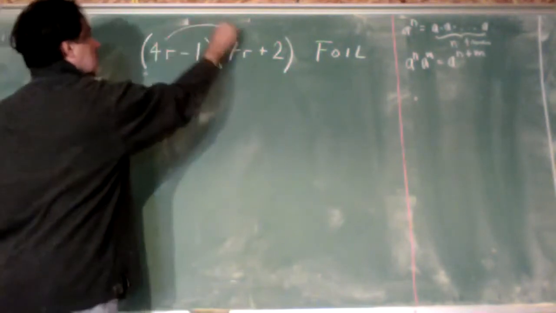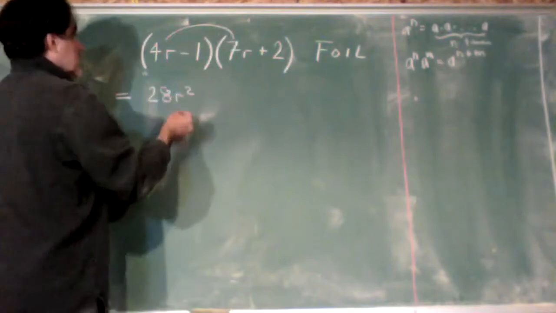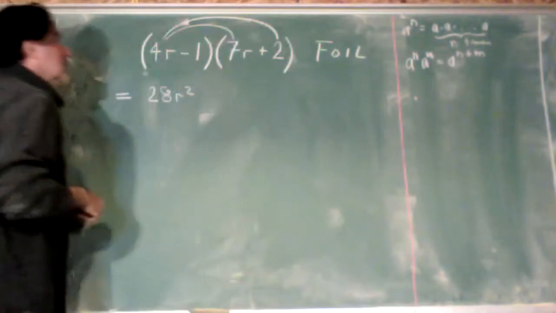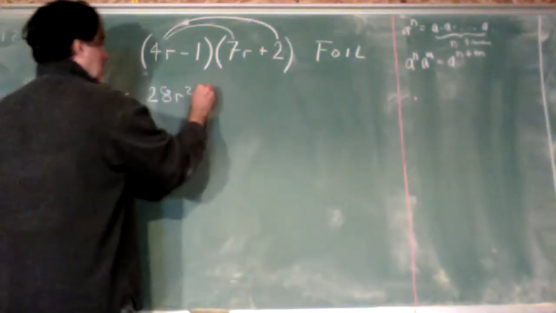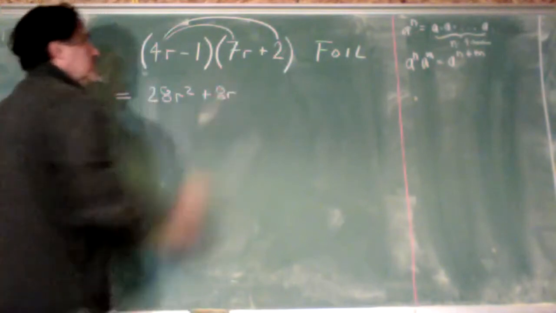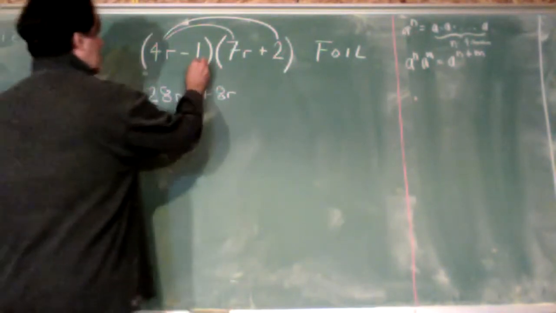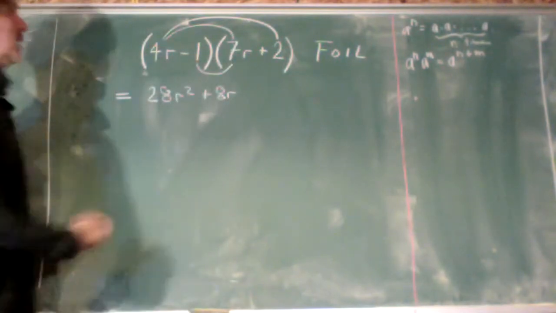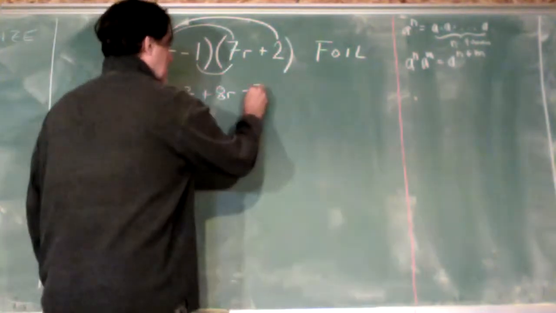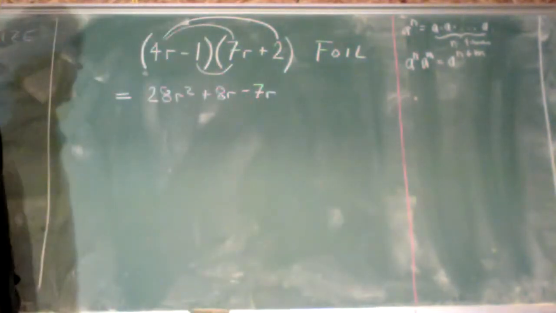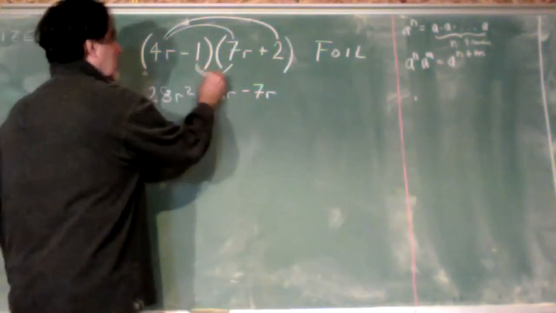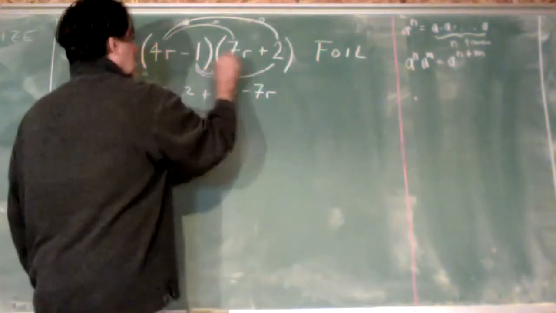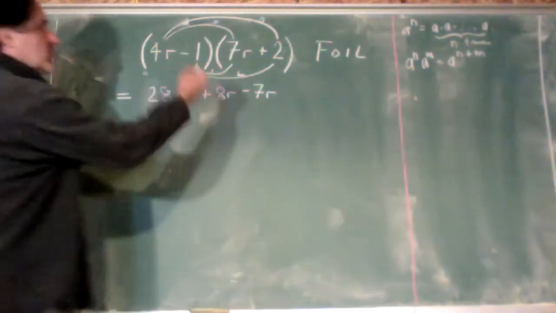First. O for outside. First, the outsides, which will give us the first and the last. So we get 4r times 2, gives us 8r. Now we do the insides, as it were. So that's the second term of the first times the first term of the second. Minus 1 times 7r gives us minus 7r. And finally, L for last. We're taking the last term of the first times the last term of the second. And F, O, I, L. And we have minus 1 times minus 2.